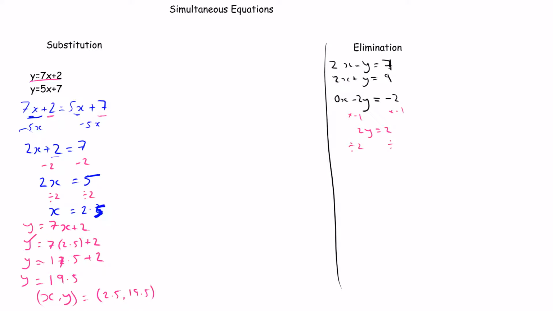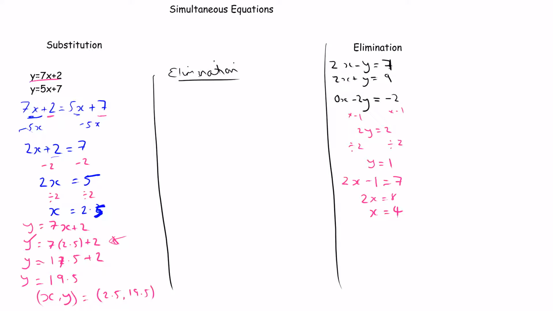Again, doing what we do to each side. So y is 1. And as we did over here, we can then substitute back in to find out what x is. Let's take the first one: 2x take away 1 is equal to 7, because y is 1. So 2x equals 8, and x is equal to 4. For this question, the elimination method was a lot quicker than it was for substitution. So let's have a look at the question on the left-hand side and see how we would use the elimination method for it.